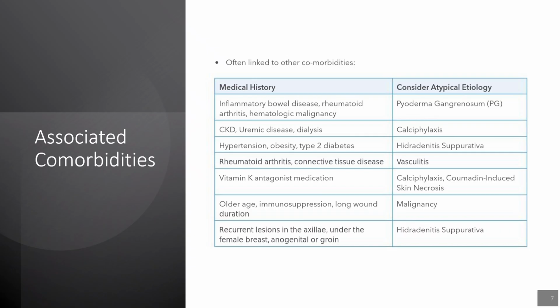Older patients, immunosuppressed patients, and wounds that have been open for a prolonged duration should be considered for malignant causes, and recurrent lesions in the axilla, under the female breast, and in the anogenital region or groin should also have hidradenitis suppurativa ruled out in the differential diagnosis.